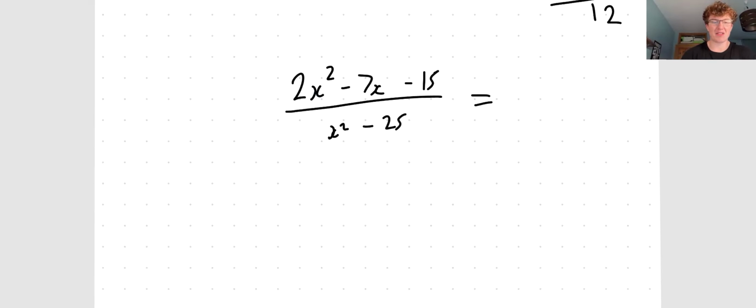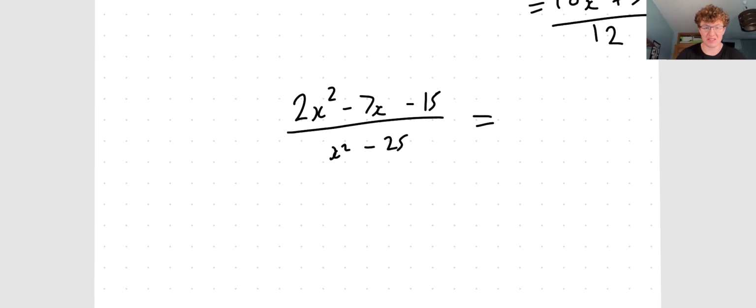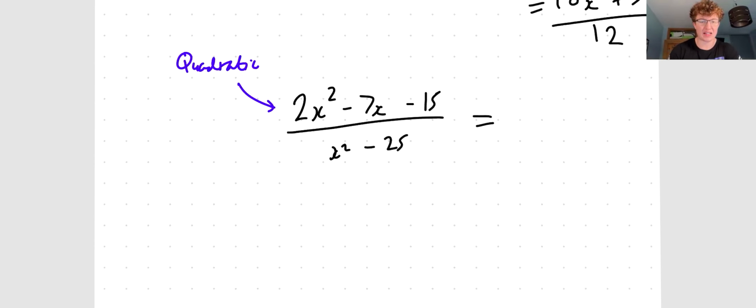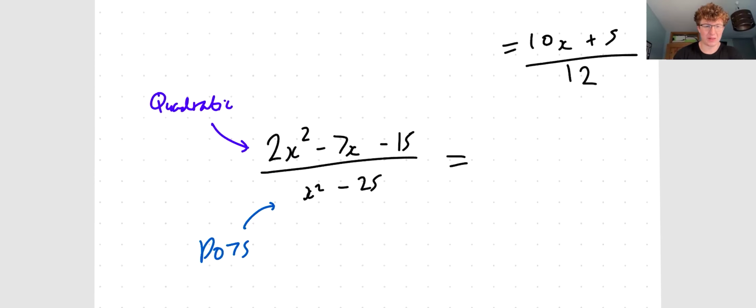The key here is noticing that we can factorize these. This one here would be a quadratic factorization. And this guy down here would be a difference of two squares factorization. So, how do you factorize a quadratic? Well, let's do it up here in purple. The factors of 2 are just 1 and 2. And the factors of 15 are 1 and 15, 3 and 5. Now we want a combination that will add to -7.